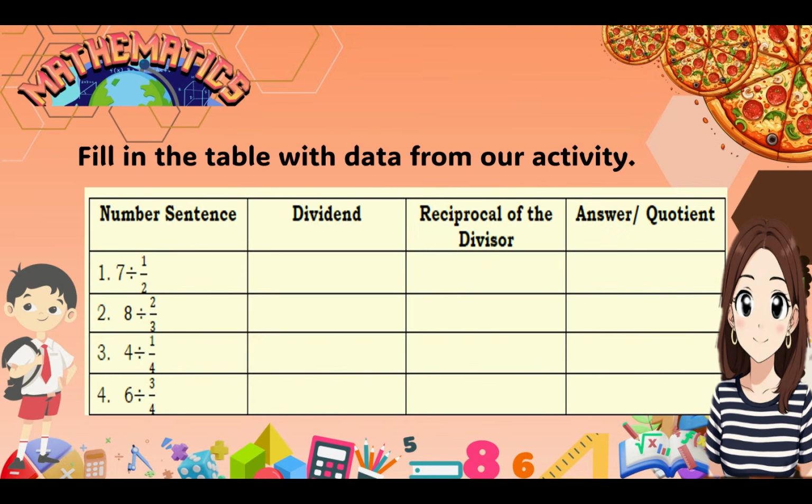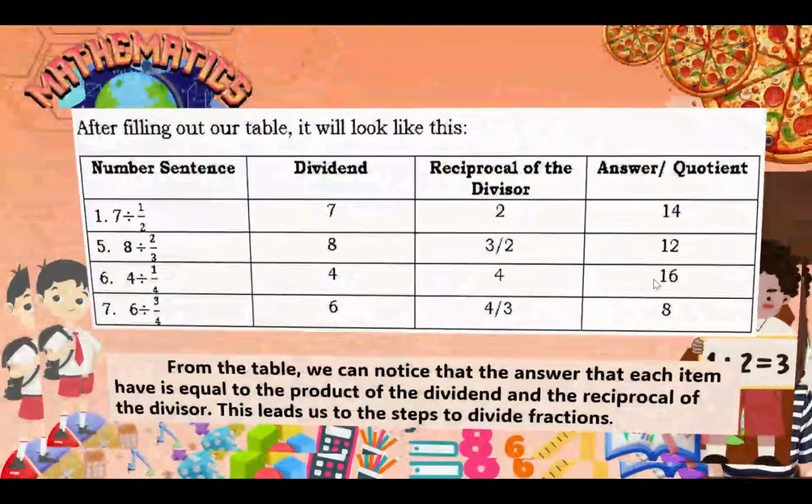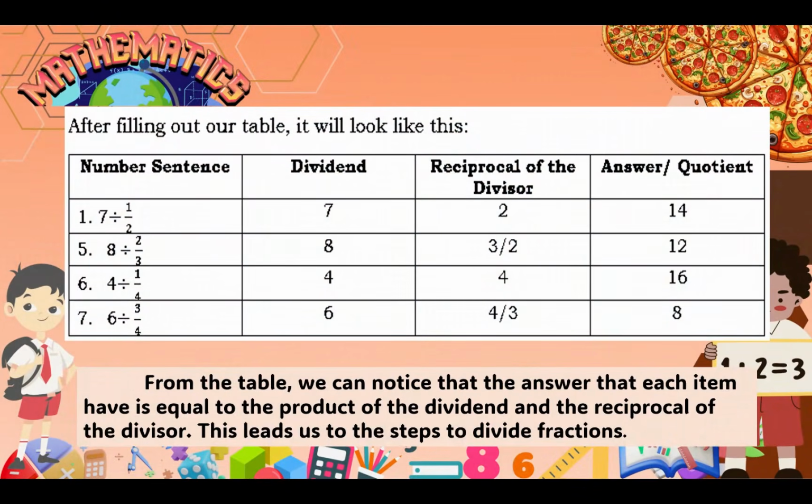Now let's fill in the table with data from our activity. You are going to provide or to identify the dividend from each number sentence. You're going also to identify the reciprocal of the divisor here and the answer or the quotient. After filling out our table, it will look like this. Did you get the correct answer?